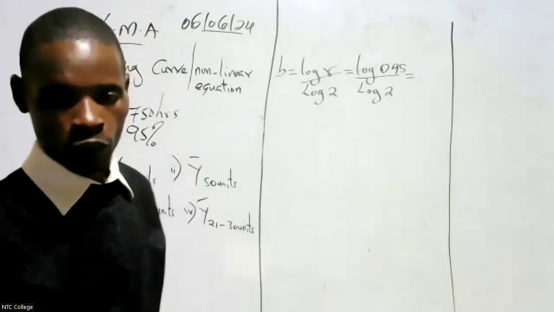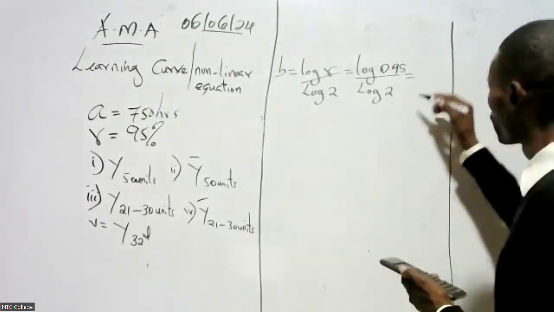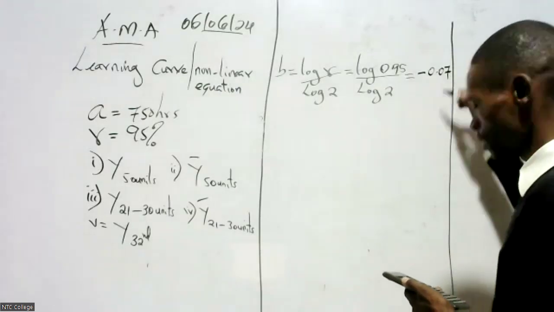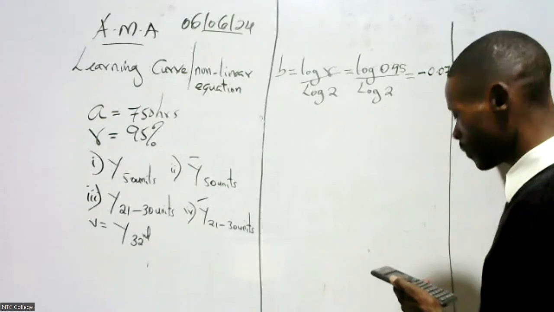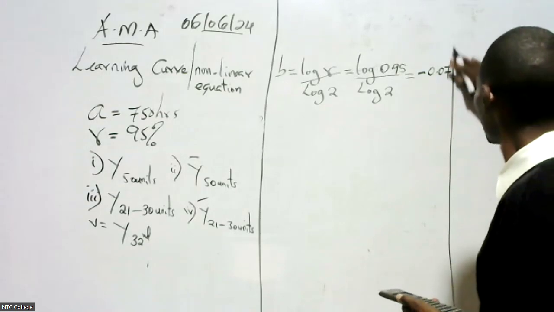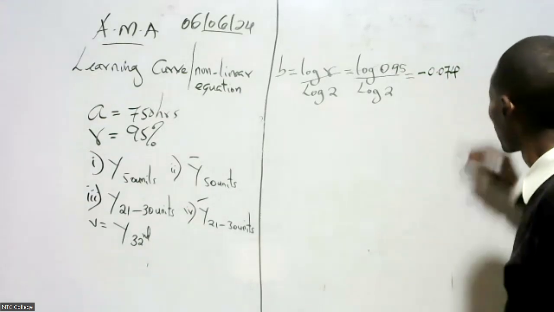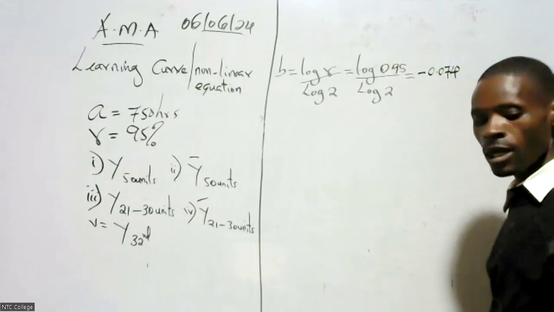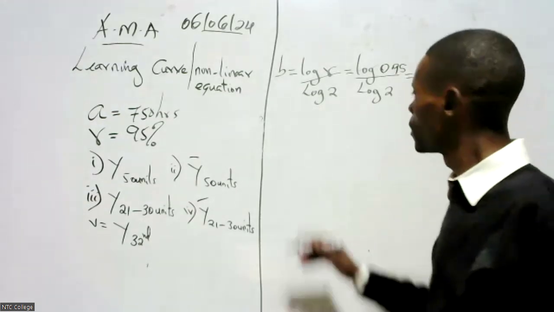Now we are talking, it is negative 0.074. So we have negative 0.074, like that. Good. Now, having gotten that, we can come up with the total time model.